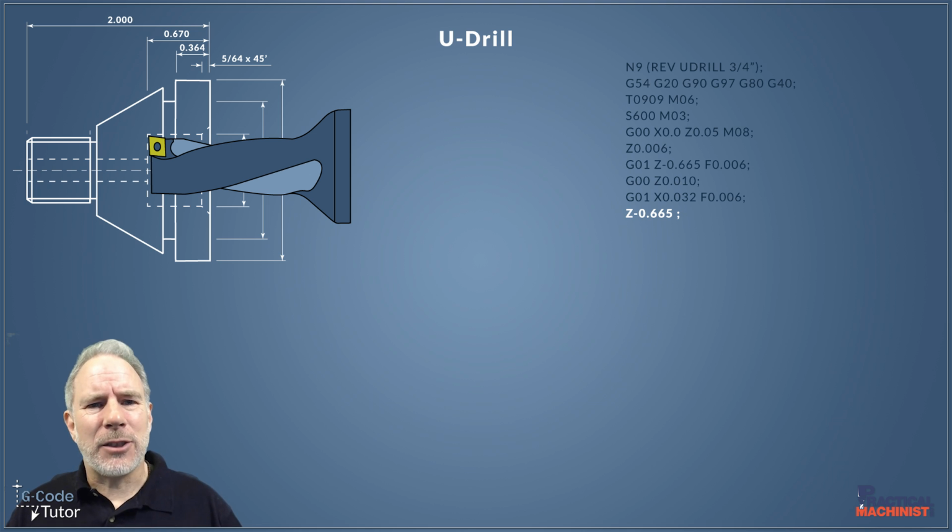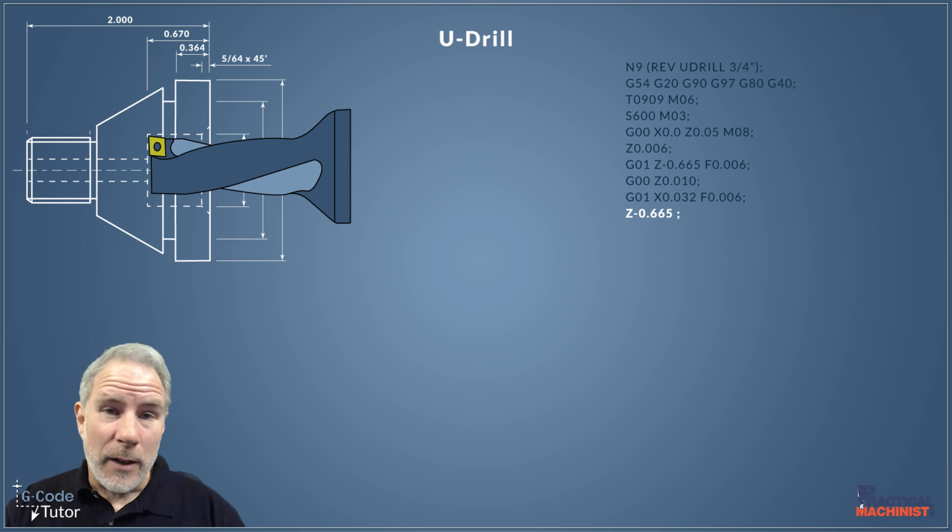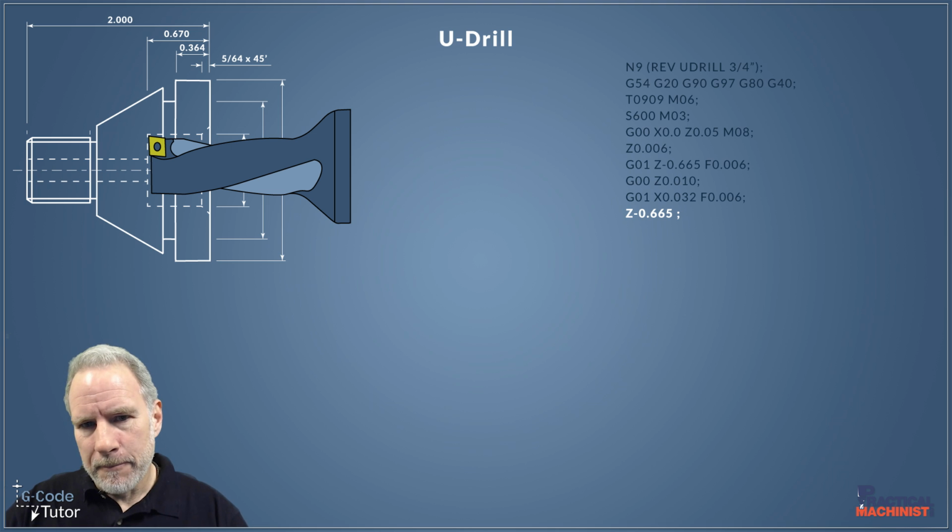So we're coming down now to Z minus 665 again. So we're still 5 thou shy of the full depth, and that's fine because we're going to remove that with our finishing bore in the next sequence.